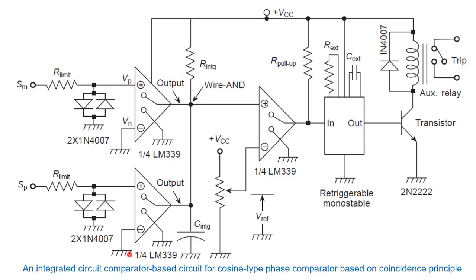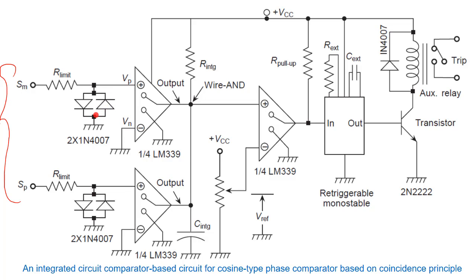Now we can see here the integrated circuit comparator based circuit for the cosine type phase comparator based on the coincidence principle. So, this is the real physical circuit. By using this physical circuit we can get the cosine phase comparator. So, what are the components used here?